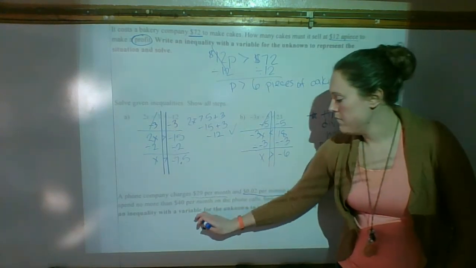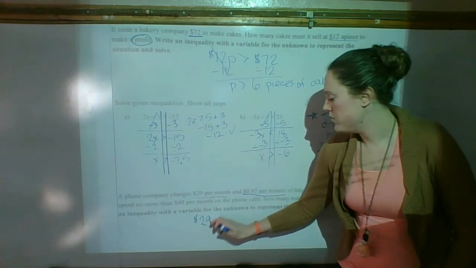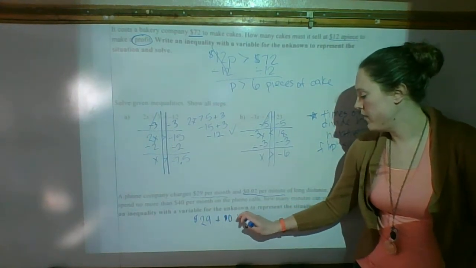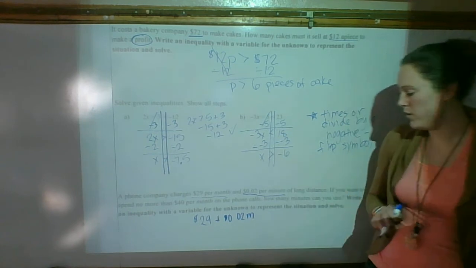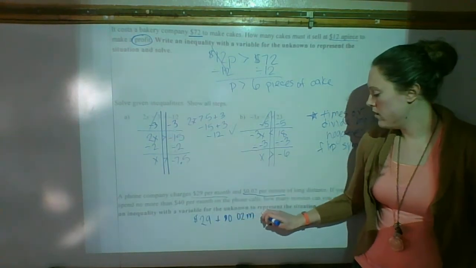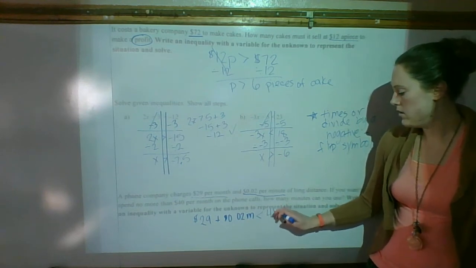So just like last time, I have a flat fee of 29. However, we're adding 2 cents for every minute. So I'm just going to say 0.02 times m for minutes. And I want that to be no more than, so my biggest is $40.